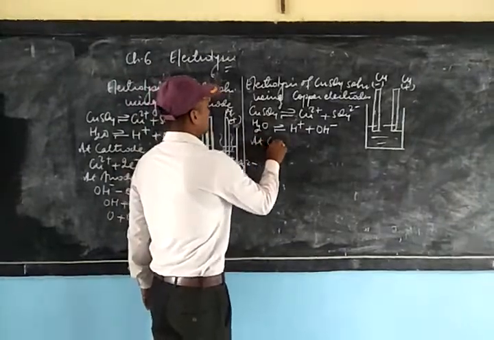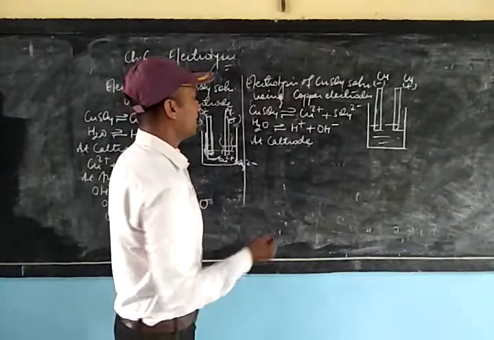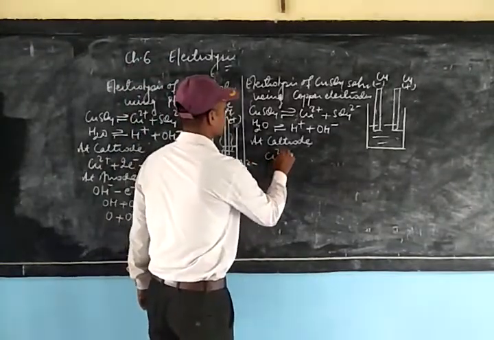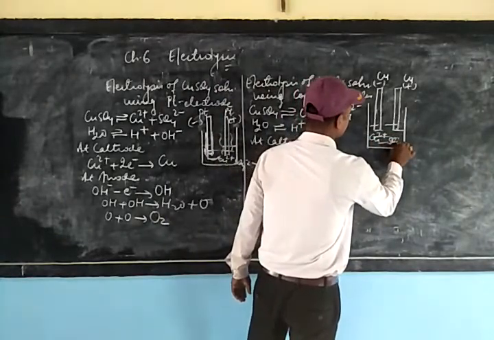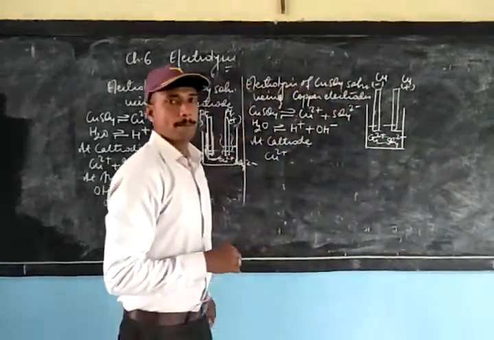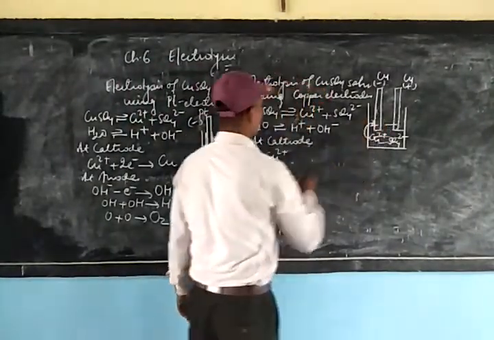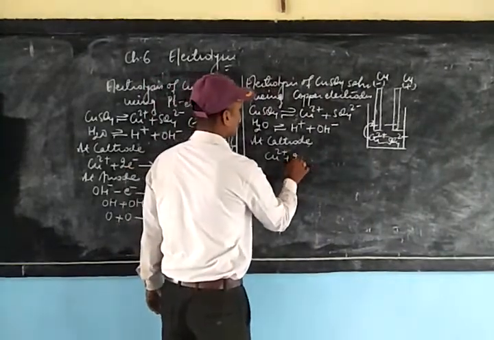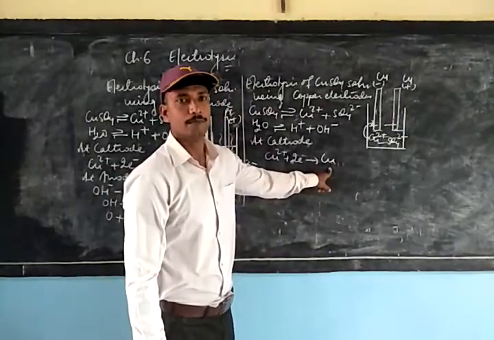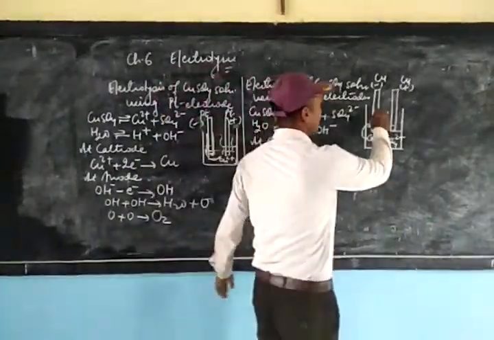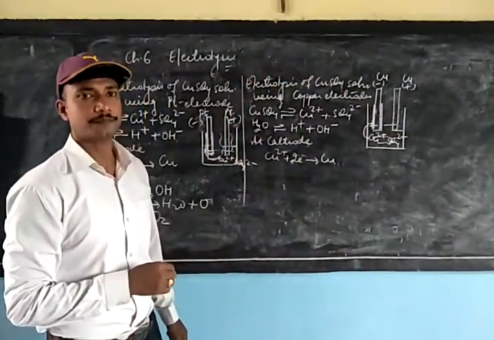At cathode there will be no change. Again it will be Cu2+. You should know in this solution also there are cupric ion and sulfate ion. So again this Cu2+ from the solution will be deposited at the cathode as copper atom. You can see here over a period of time cathode will become thicker and thicker.